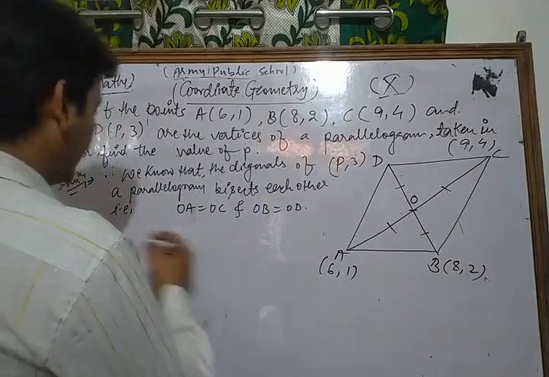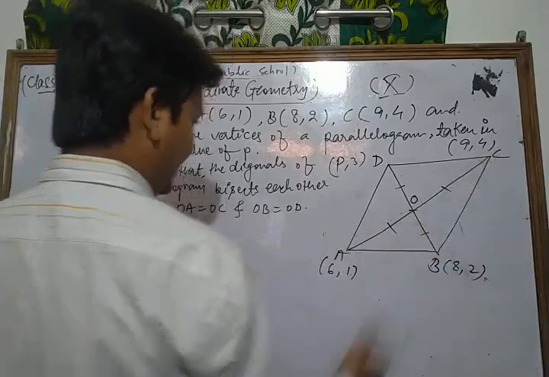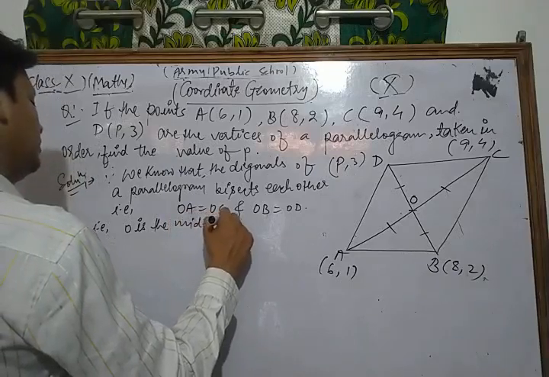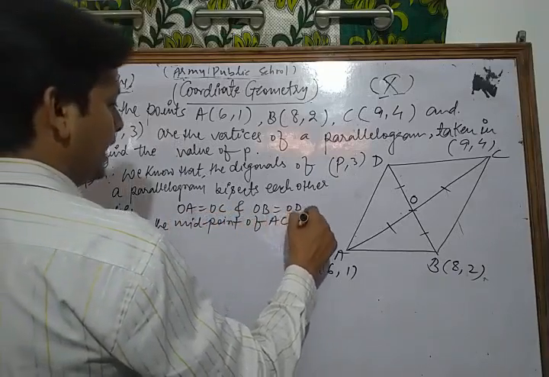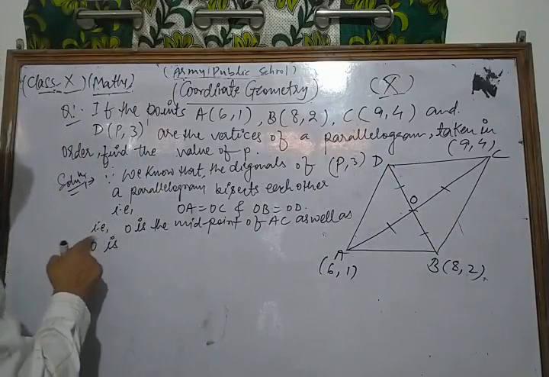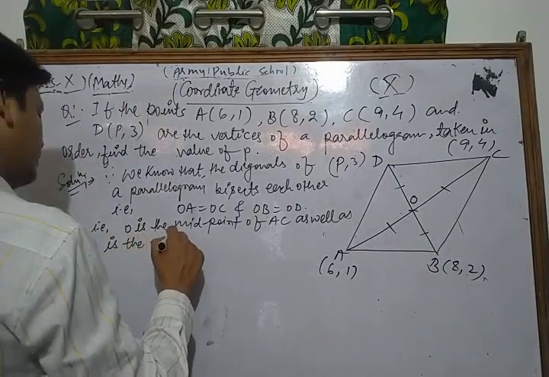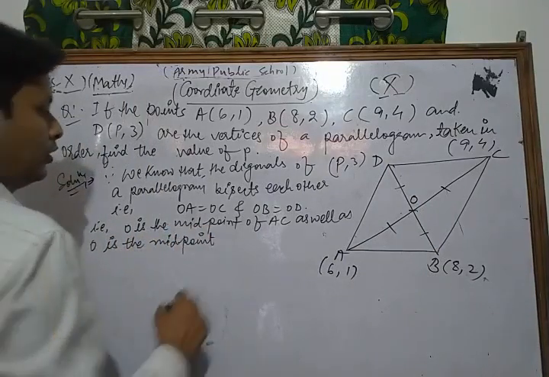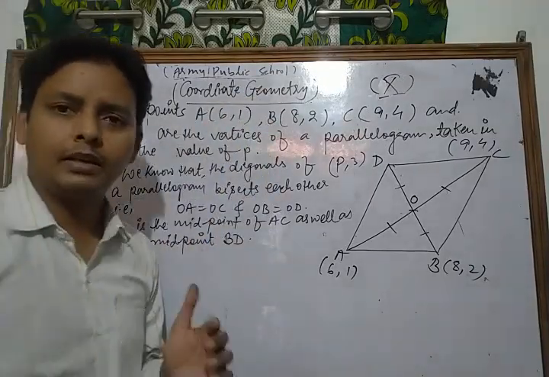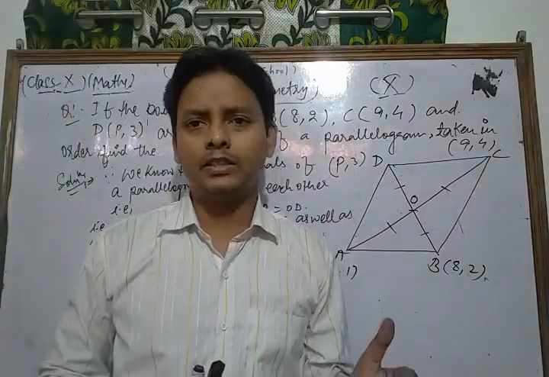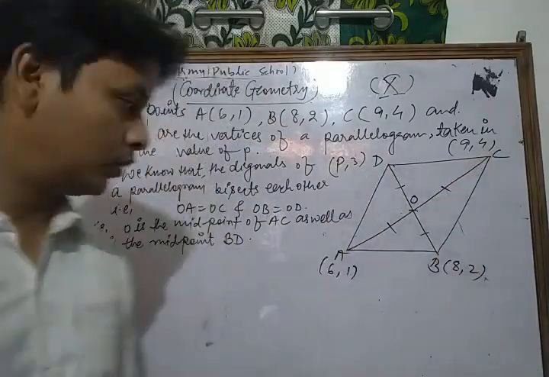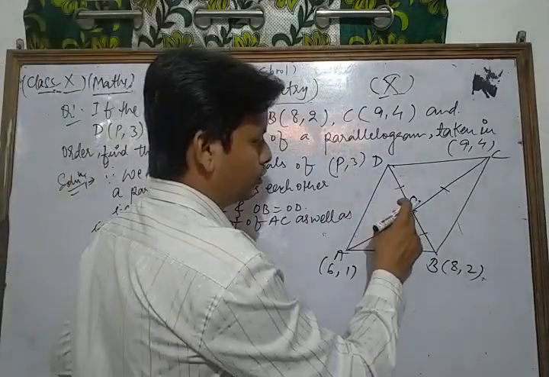It means that O is the midpoint of AC as well as the midpoint of BD. Okay, dear friends, because the diagonals of the parallelogram bisect each other, O is the midpoint of AC as well as O is the midpoint of BD. It means the two points O coincide.